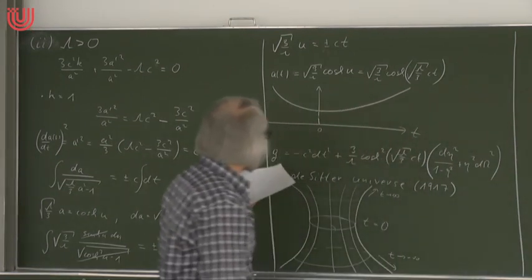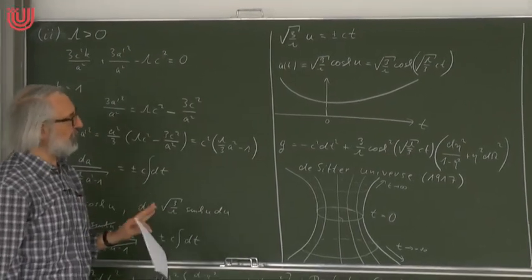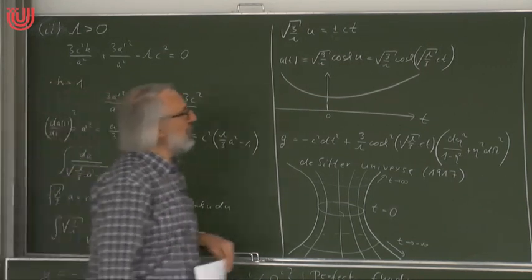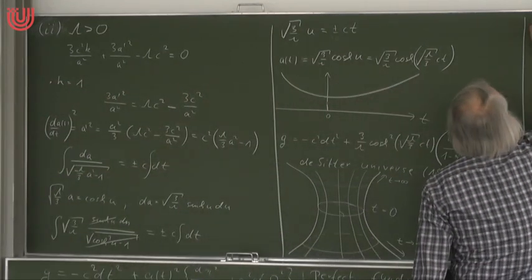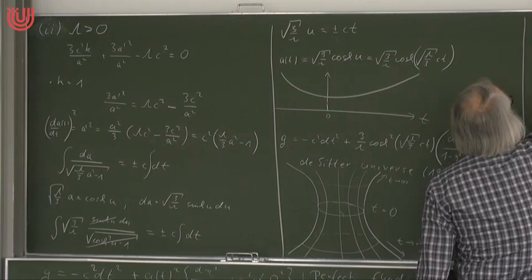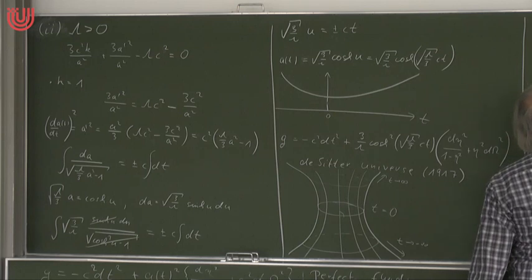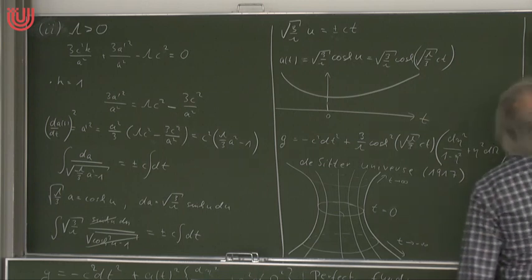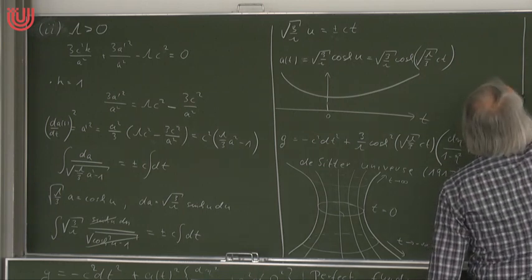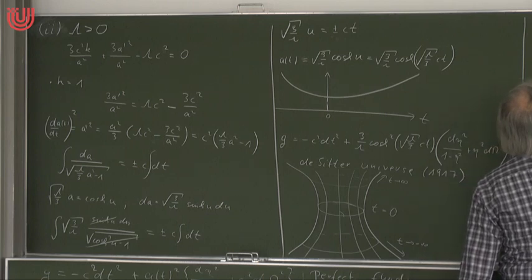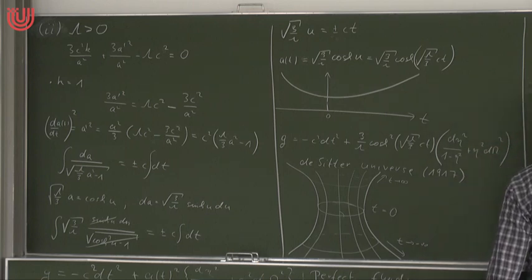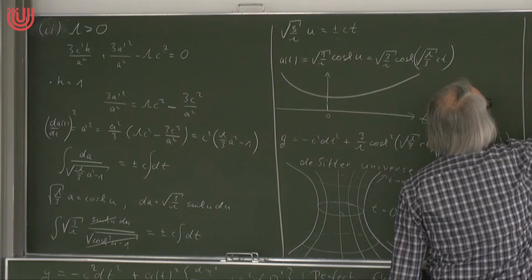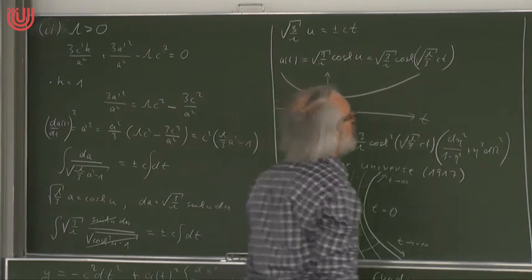So my claim is that this universe can be embedded into 5-dimensional Minkowski space, and that it is then represented as a hyperboloid. So, embedding of the de Sitter universe into 5-dimensional Minkowski space. So what is 5-dimensional Minkowski space? It's a metric. Well, it's 5-dimensional, so let's write it this way.